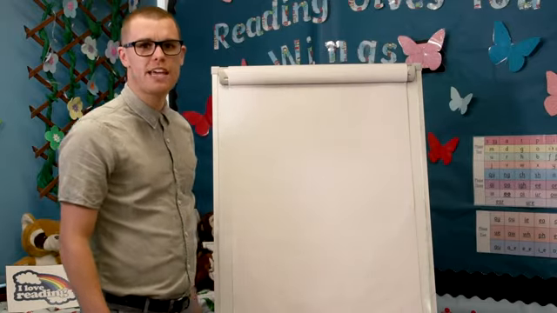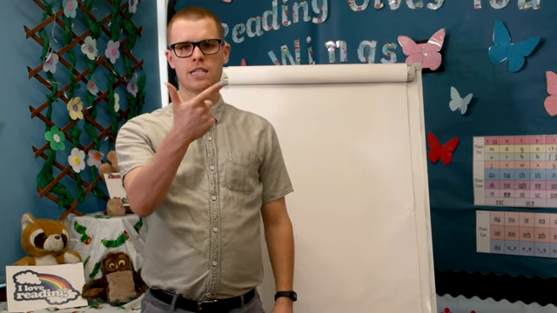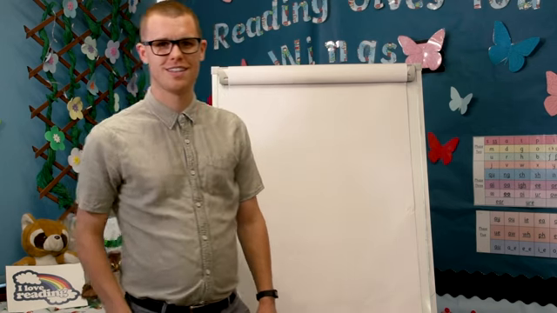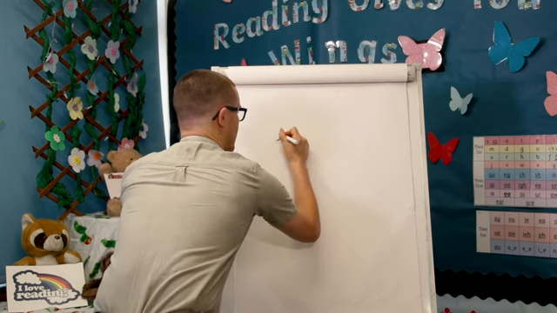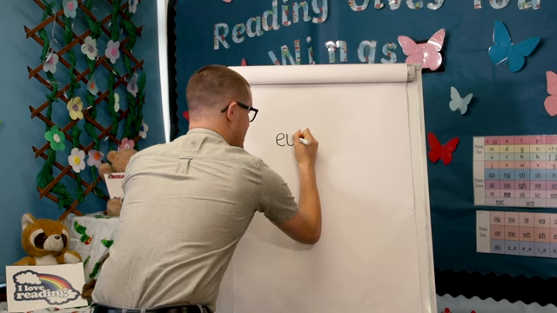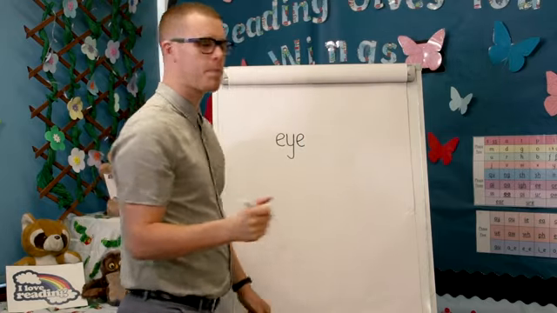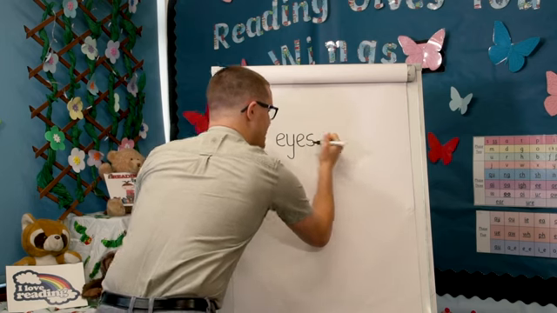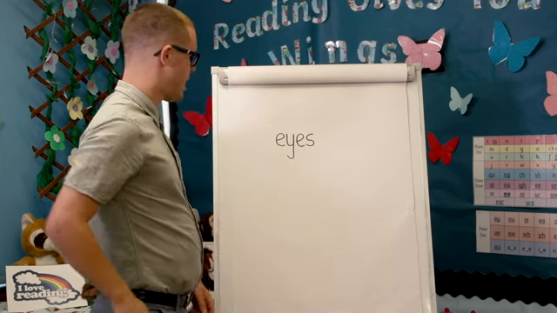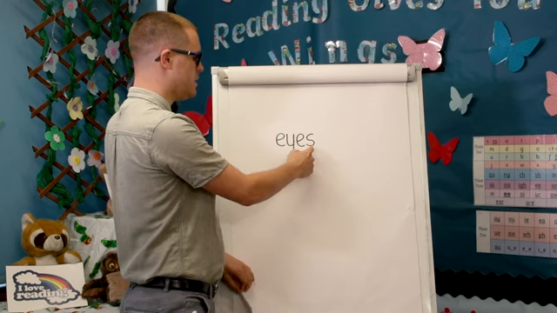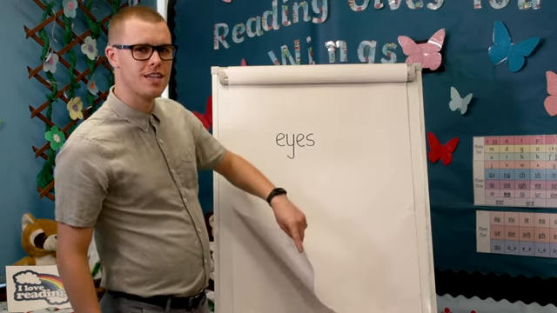Now, let's finish by spelling a tricky word. I know you can read the word eyes, so now I want you to spell it. Segment the sounds with me. Eyes. I-z. Let's count how many sounds there are. Eyes. I-z. That's 2 sounds. The first bit is tricky. The letters E, Y, and E say I. And then the letter S says Z. Eyes. I-z. 2 sounds. Let's hide the word.